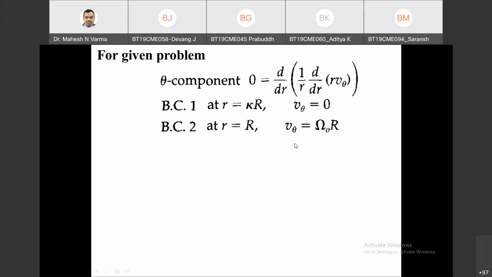So integrate this theta component twice because there is a double differential. This is a differential and this is a differential. So integrate this equation twice and substitute these two boundary conditions to get the constants of integration. Two constants of integration.